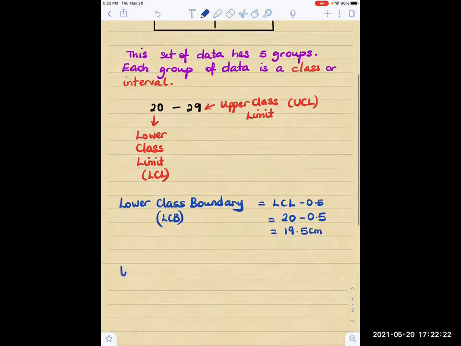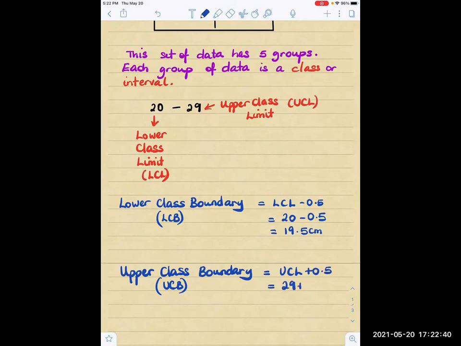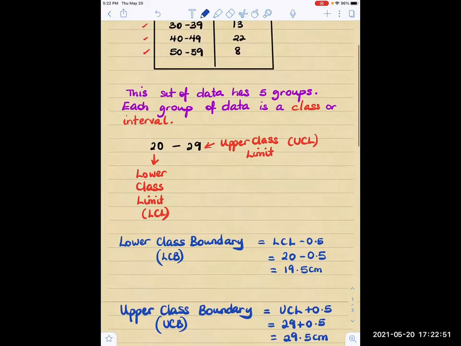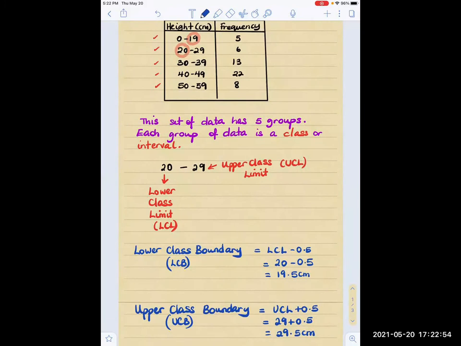Then we have the upper class boundary, also known as UCB. And this is the upper class limit plus 0.5. So 29 plus 0.5 will give me 29.5 centimeters. What it simply means is that the true values of this class interval lie between 19.5 and 29.5.